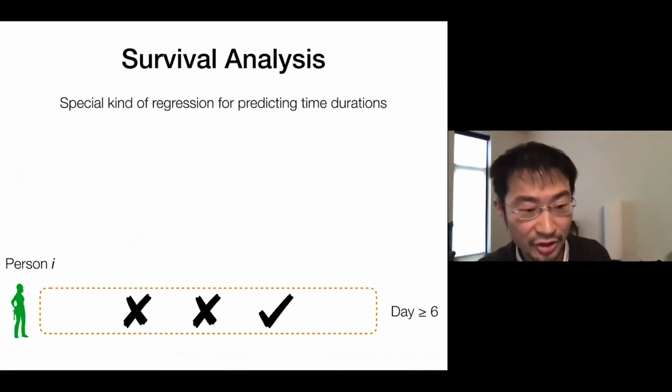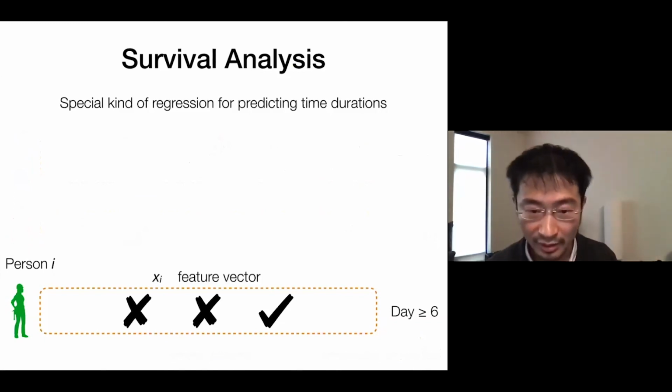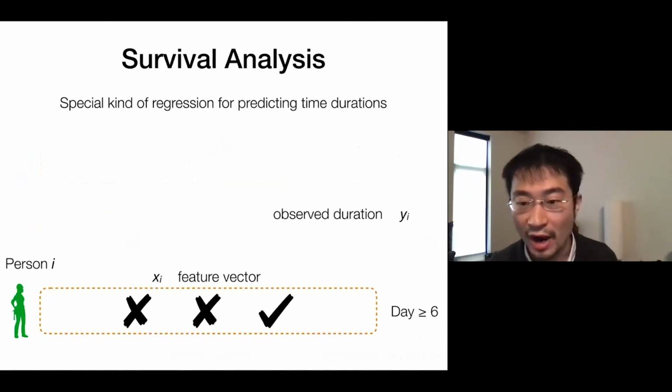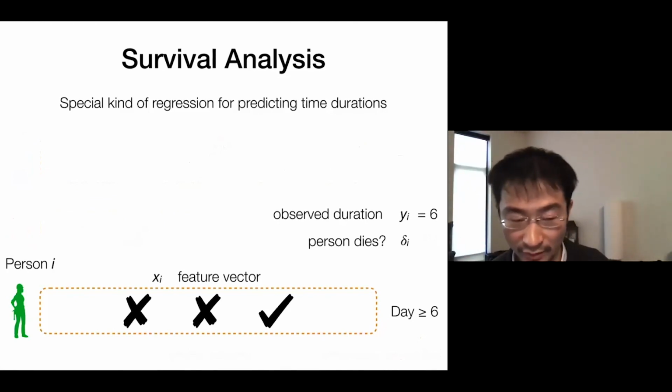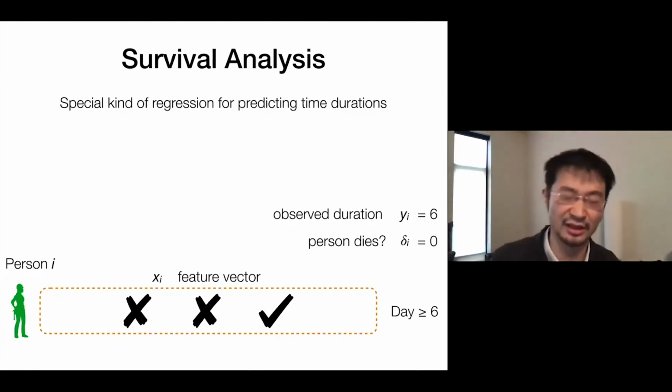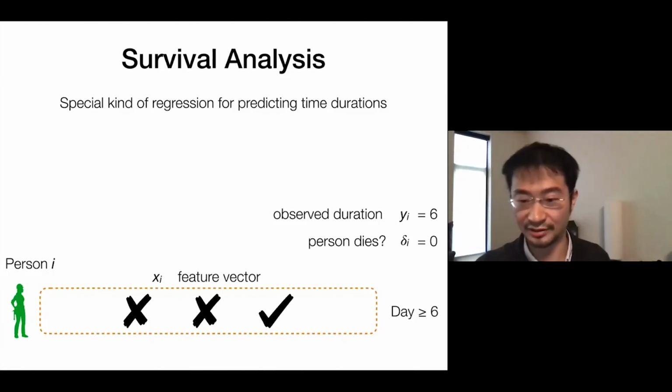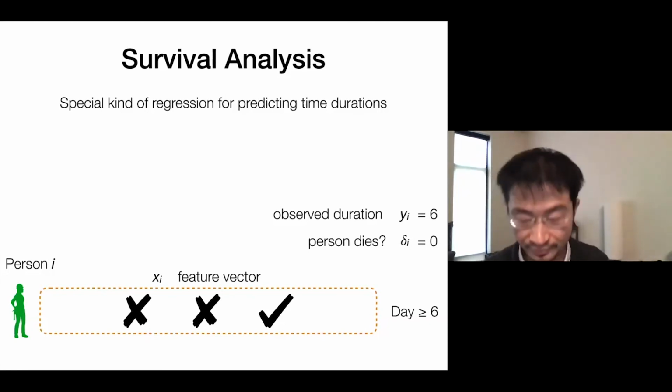And just to anchor some notation, for person i, xi will be the feature vector, yi will be the observed duration, which in this case is 6. And then we also have this thing called an event indicator, or death indicator, that says whether this person i has died. Here it would be 0. So delta i being equal to 0 means that we know that the time of death for this person is at least 6 days after the most recent checkup, let's say.